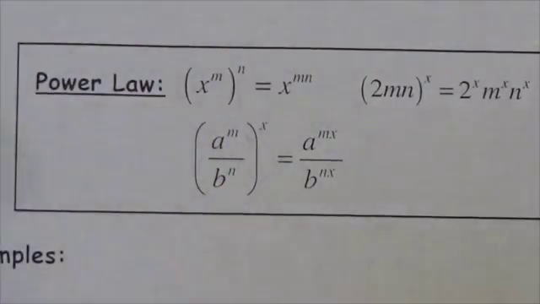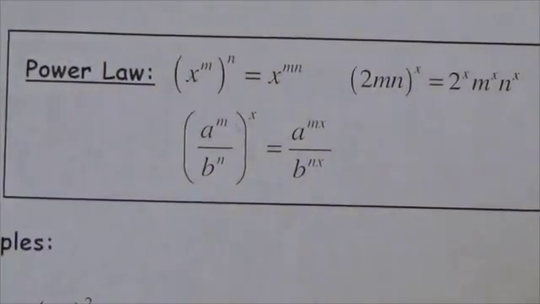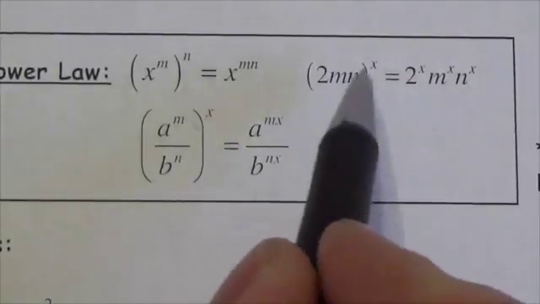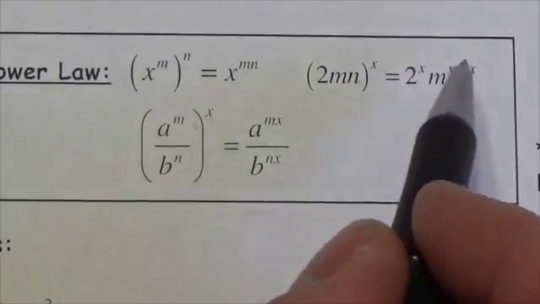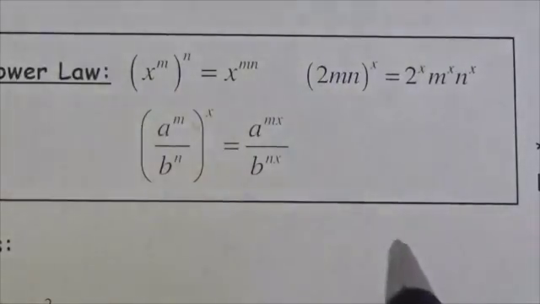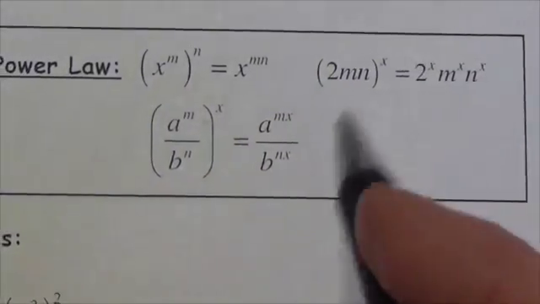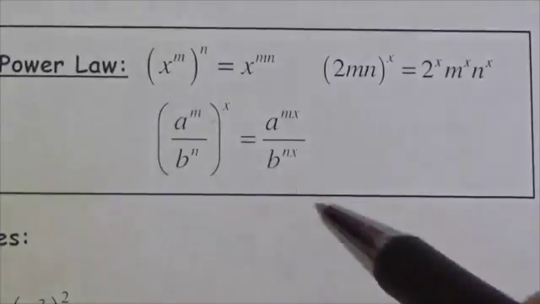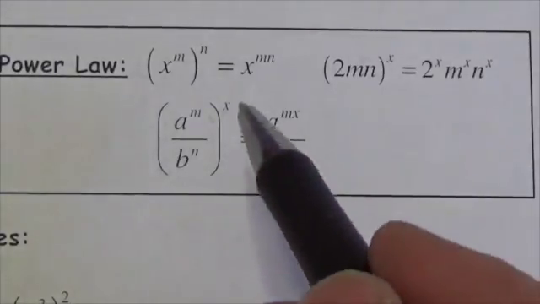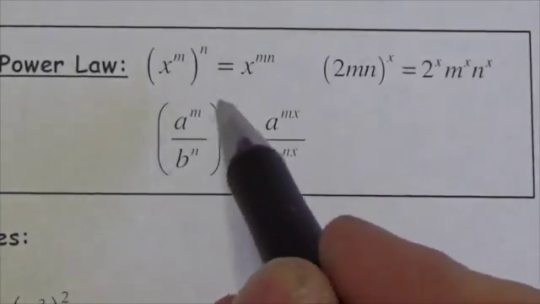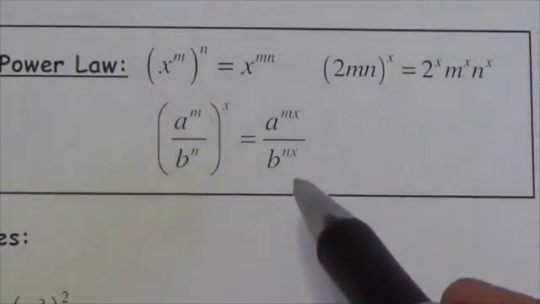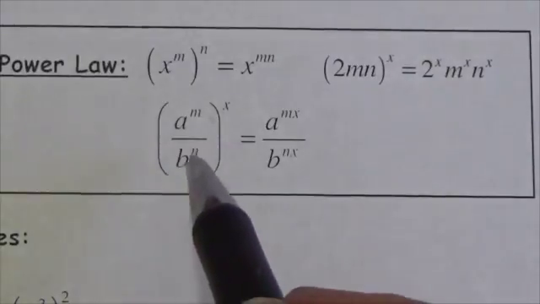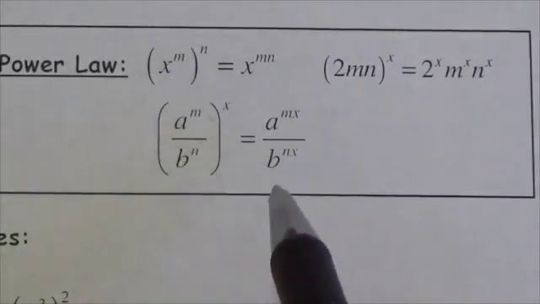Now, that's the power law, but it's a little bit more complicated than that. If you've got a product, all raised to the exponent x, the x distributes to every factor in the product. And just like here, if you've got a quotient, if we're dividing two powers, then the exponent on the outside, outside of the brackets, gets distributed to both of those powers. So a to the m divided by b to the n becomes a to the mx divided by b to the nx.